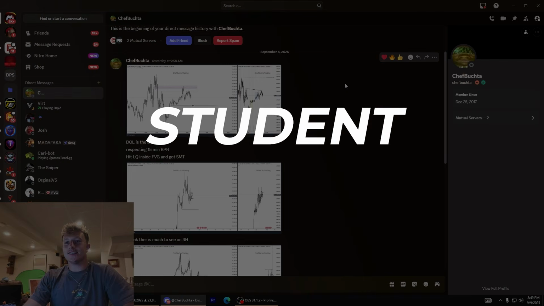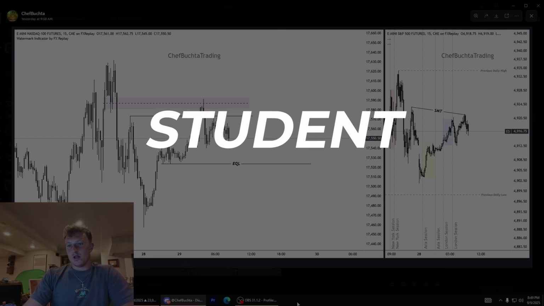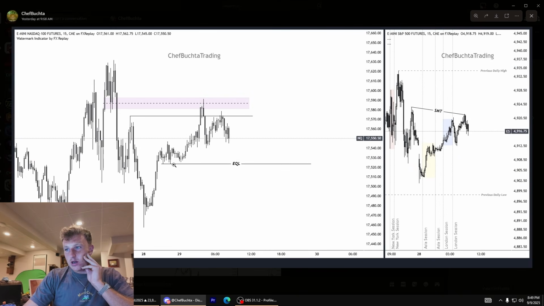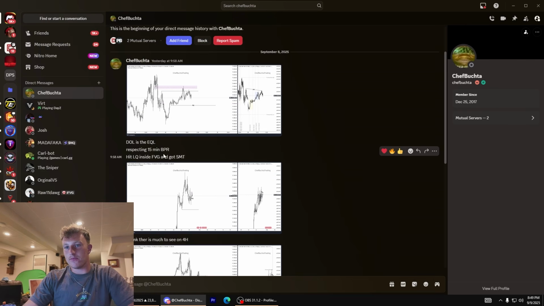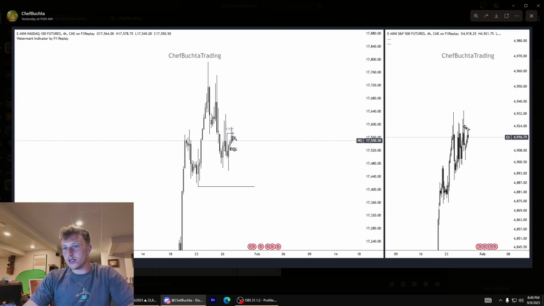All right, first contestant is going to be Chef Butcha. Okay. So he sent me a bunch of charts. He said draw on liquidity is the equal lows, and he marks the equal lows out. It looks like this is NQ and this is YES. It looks like there's an SMT. Respecting 50-minute BPR, hit liquidity inside for a value gap and got SMT. So it looks like these are the charts he sends me.